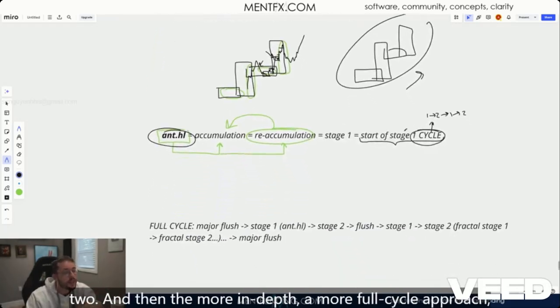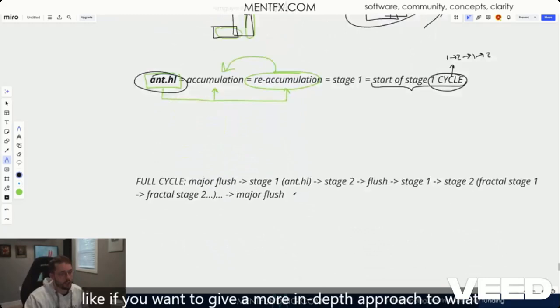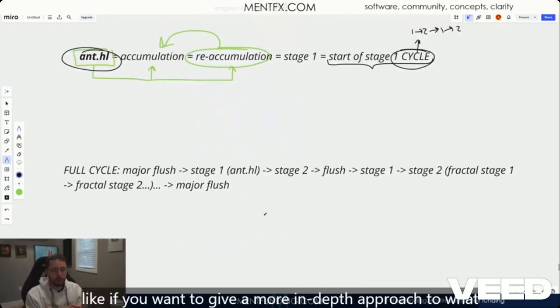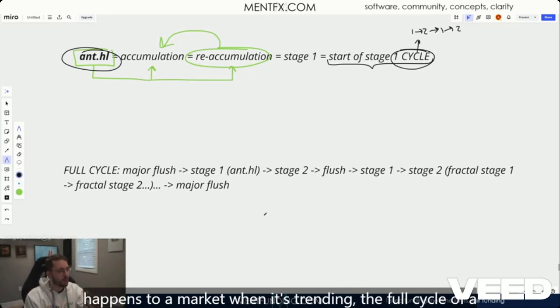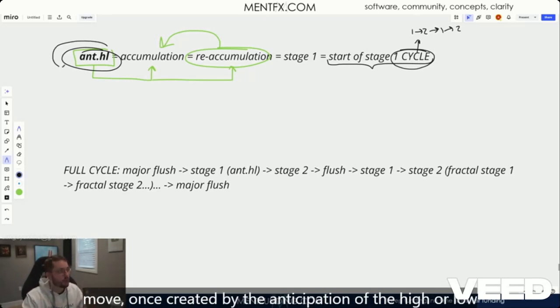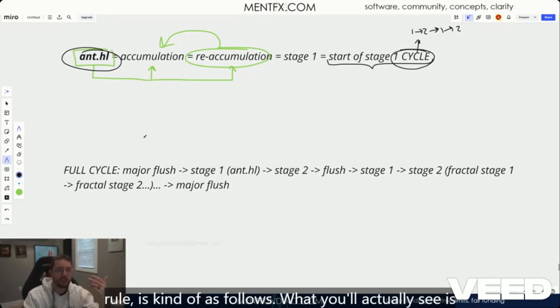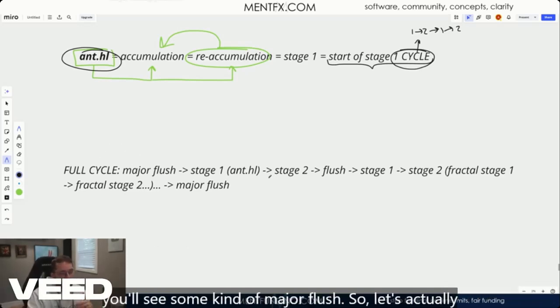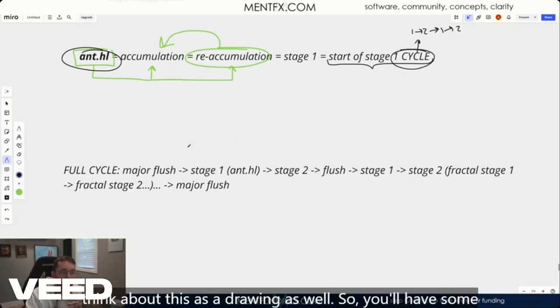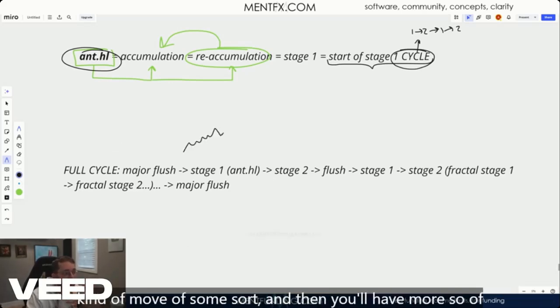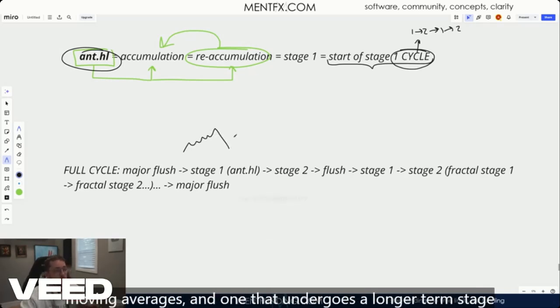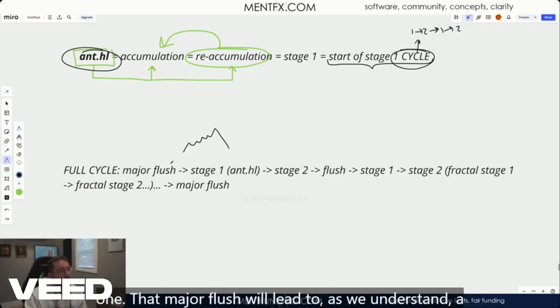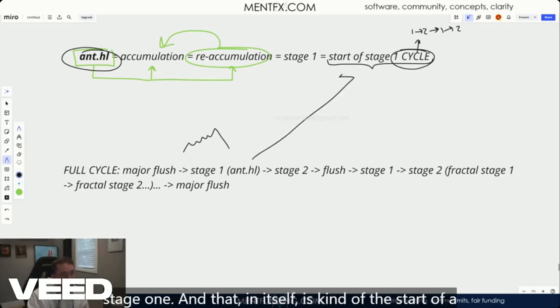And then the more in-depth, more full cycle approach, if you want to give a more in-depth approach to what happens to a market when it's trending, the full cycle of a move, once created by the anticipation of the higher low rule, is as follows. What you'll see is some kind of major flush. So let's think about this as a drawing as well. You'll have some kind of move, and then you'll have a major flush, one that moves below, let's say, all the moving averages, and one that undergoes a longer term stage one. That major flush will lead to, as we understand, a stage one. And that in itself is the start of a cycle.